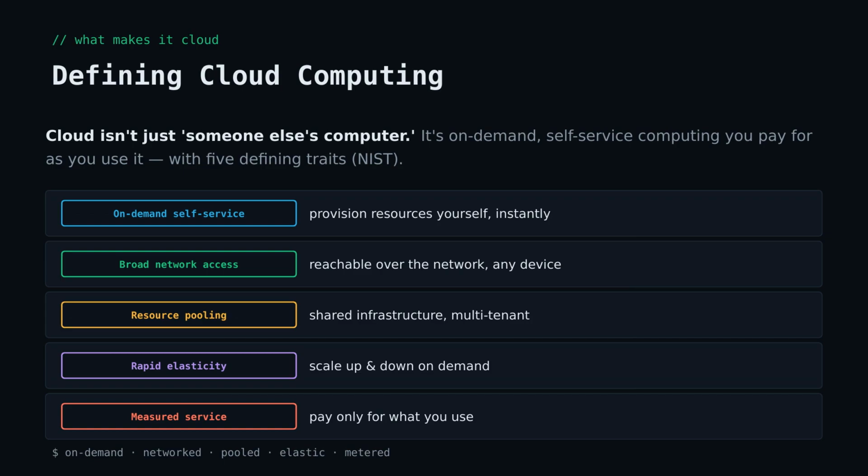Third, resource pooling, shared, multi-tenant infrastructure underneath. Fourth, rapid elasticity. Scale up or down as workload demands shift. And fifth, measured service. You pay only for what you actually consume. If a platform doesn't hit all 5, it's not really cloud.